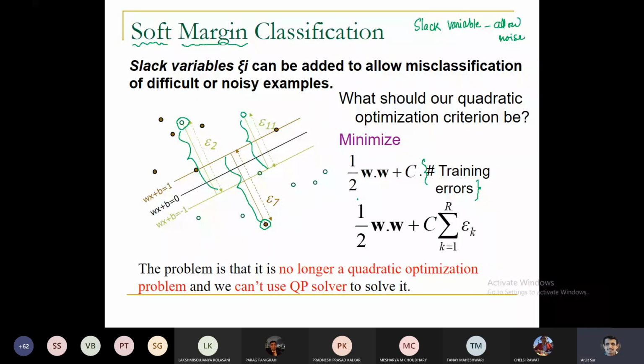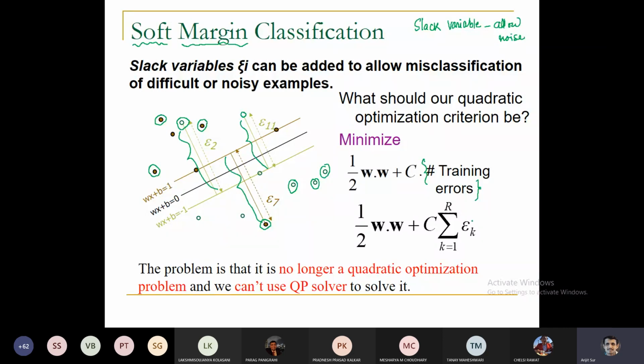What are the genuine values? For the points that are not misclassified, that are on the proper side of the margin classifier, the slack variables are 0. These are the genuine values. Otherwise, there are some non-zero slack variables, and so we add this error.